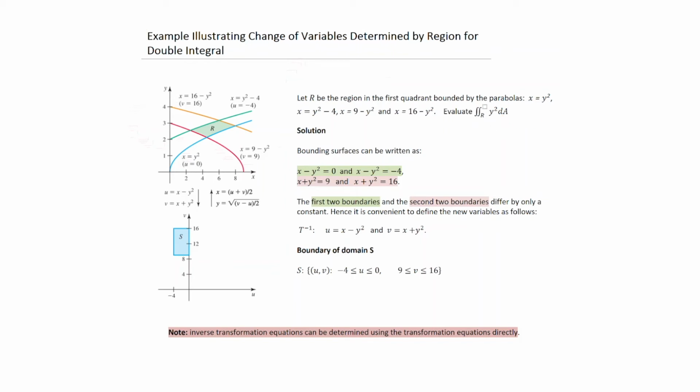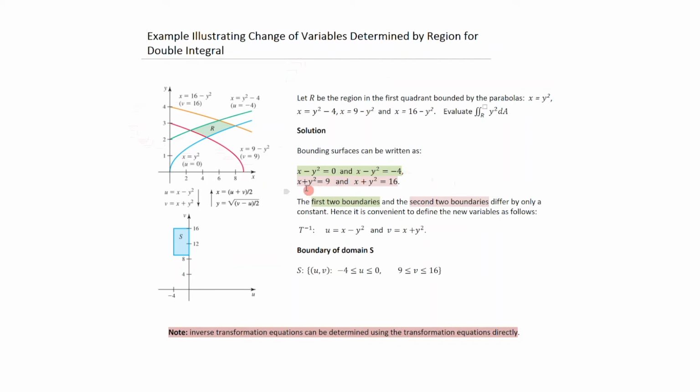All right, so we can basically look at this type of expression, and we can rewrite these equations in a form where it becomes immediately obvious how to select new variables. So for instance, we could take these bounding surfaces and get all the expressions onto one side, leaving 0 on the other side. The first two end up as x minus y squared equals 0 and x minus y squared equals minus 4. For the second two, you have x plus y squared equals 9 and x plus y squared equals 16. But you'll notice this and this are identical to each other, and they're equal to constant values, so this constant value is offset by this constant value by minus 4.